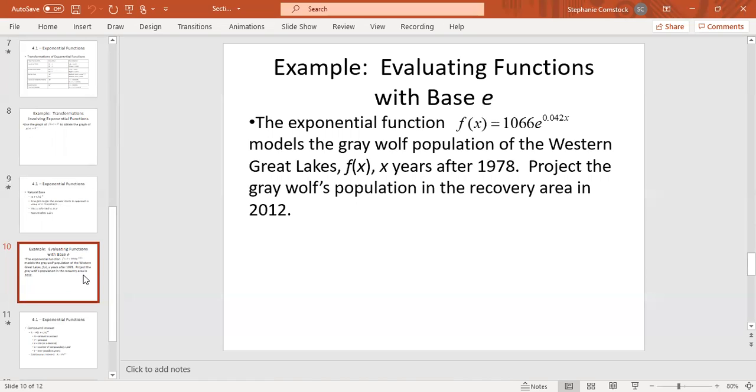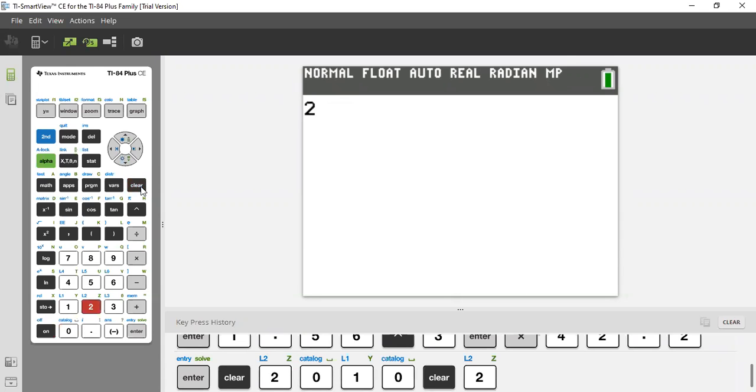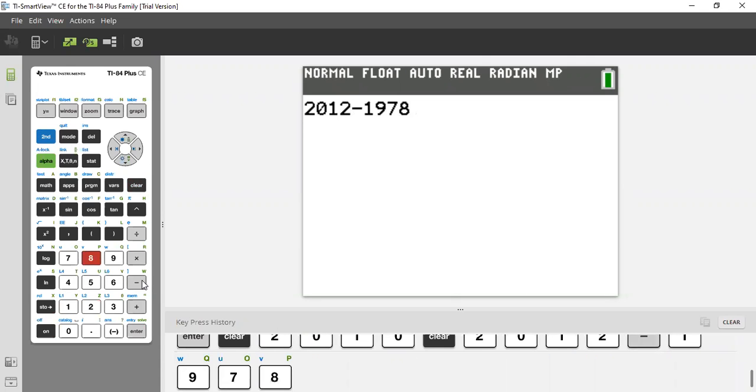So what we're going to do is I'm going to pull up my calculator. Okay, let me clear what I've got. Now, we'll talk a couple things. First off, if we're going to do 2012, then we need to do 2012 minus 1978, so that we know what x is. So in this case, x is going to be 34.